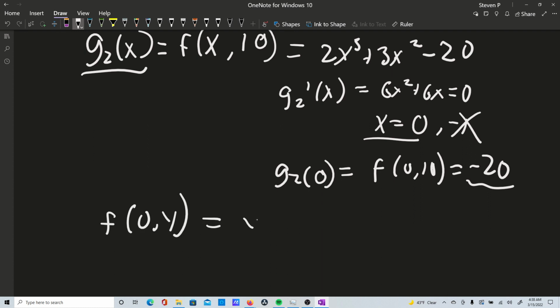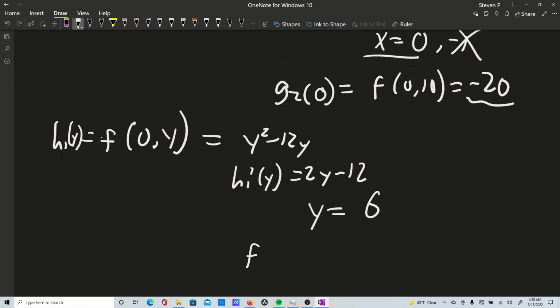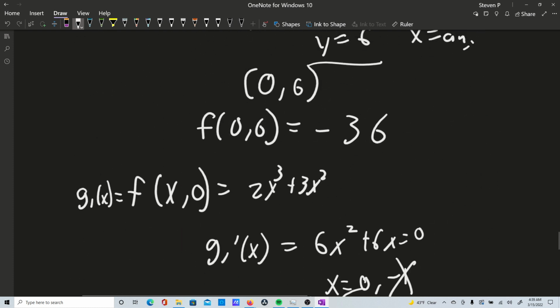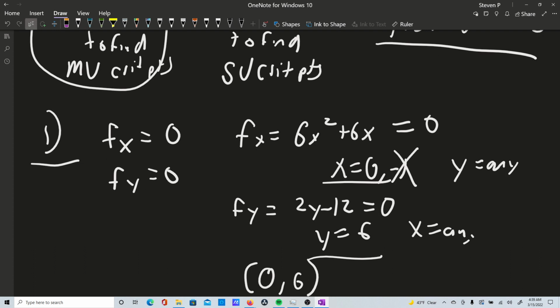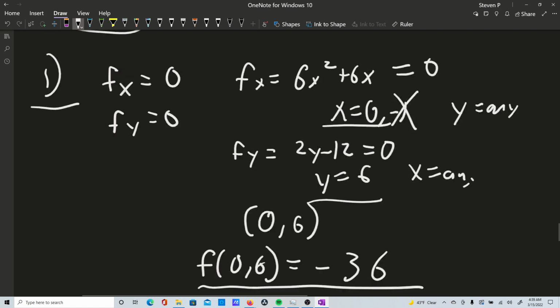So f of 0 comma y just turns into y squared minus 12y. Then maybe I'll call this h1 of y. So h1 prime of y is equal to 2y minus 12. So then this is critical when y is equal to 6, I think. That corresponds to f of 0 comma 6, and that gets you -36, I think. But this turned out to be the exact same point, 0 comma 6, that we got from our multivariable calculus.